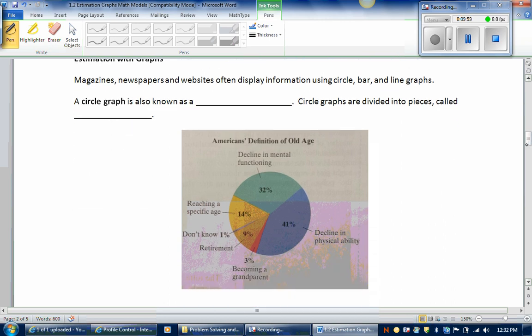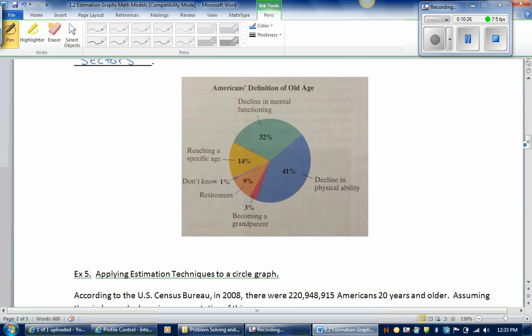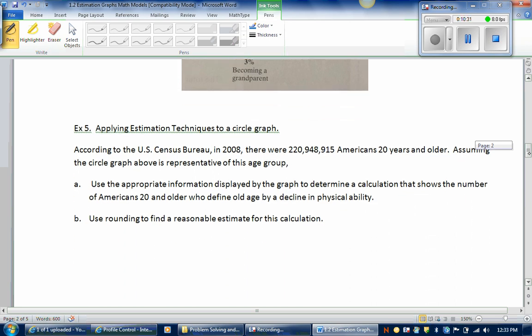Magazines, newspapers, and websites often display information using circle, bar, or line graphs. A circle graph is also known as a pie chart. Circle graphs are divided into pieces called sectors. Okay, so this is an example of a circle graph or a pie chart. I'm pretty sure you've all probably seen one of these before. This is nothing new.